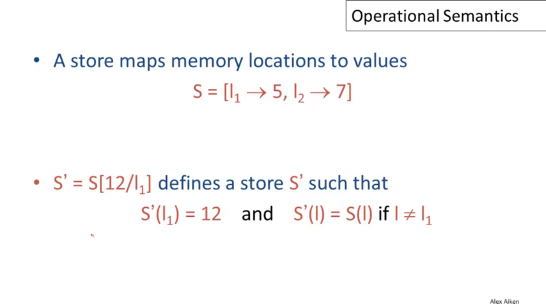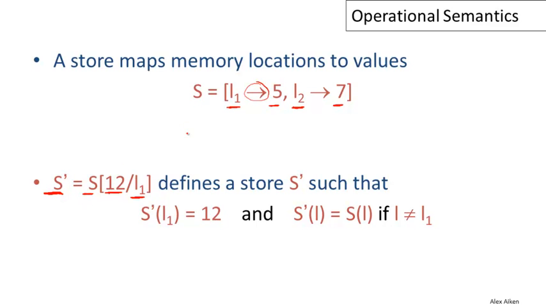Now, as we said, stores map memory locations to values, and we'll also write out stores as lists of pairs. In this case, the memory location L1 in this store contains the value 5, and the memory location L2 contains the value 7. We will separate these pairs by an arrow, just to make the stores look a little different from the environment so that we won't confuse the two. There's an operation on stores, which is to replace or update a value. In this case, we're taking the store S and updating the value at location L1 to be 12. And this defines a new store S prime.